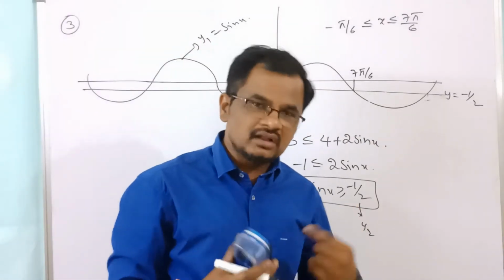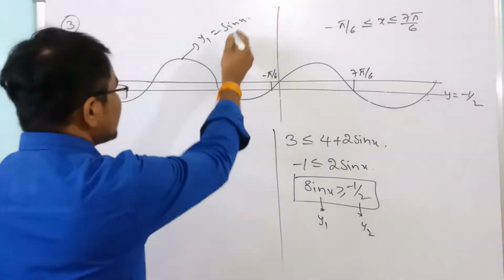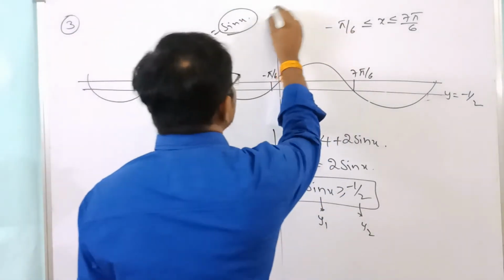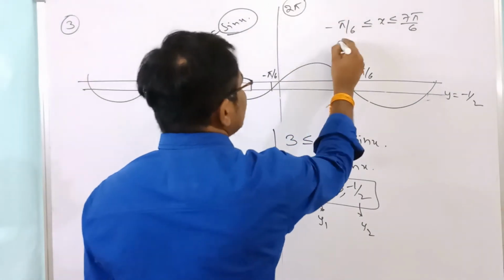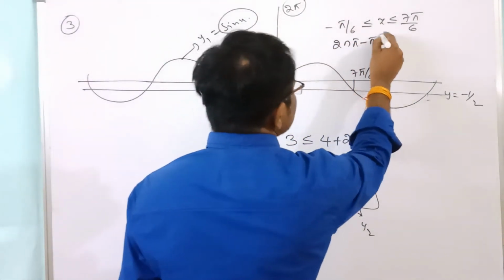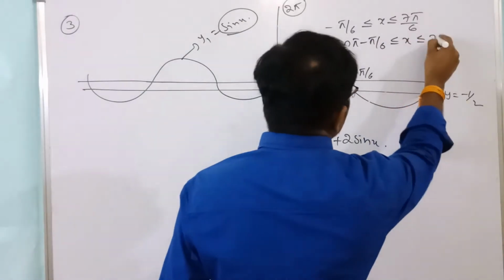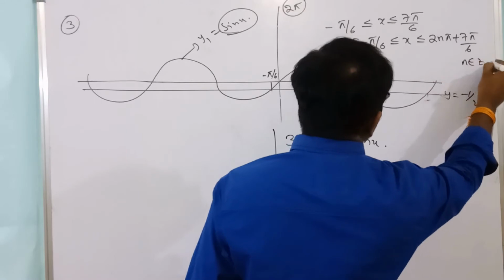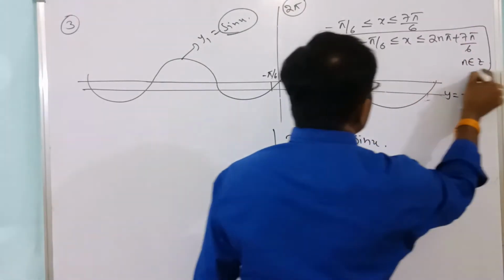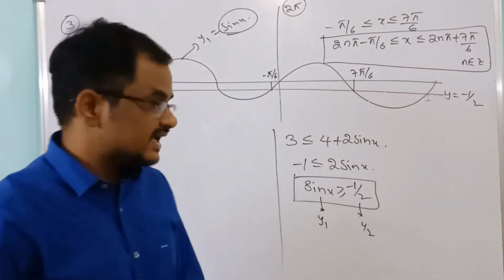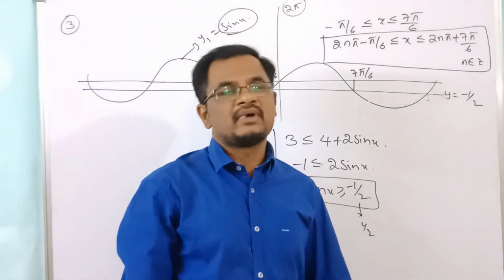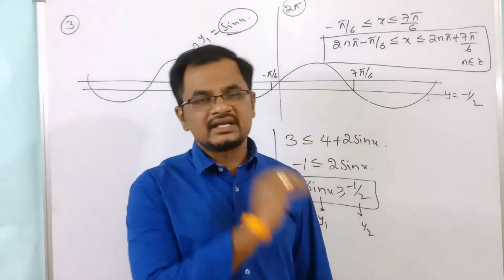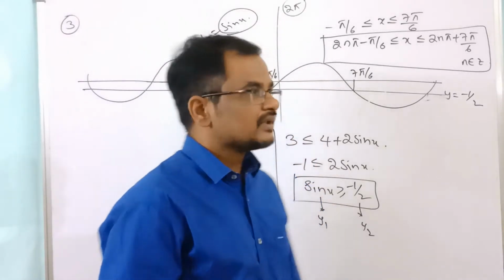So to find all the intervals, we have to take the help of the period of sin x. The period of sin x is 2 pi. So that's why 2n pi minus pi by 6 less than or equal to x less than or equal to 2n pi plus 7 pi by 6, n belongs to integers. This is the generalized form where sin x is greater than or equal to minus 1 by 2. Okay, no? So this is the domain of the required function, right?